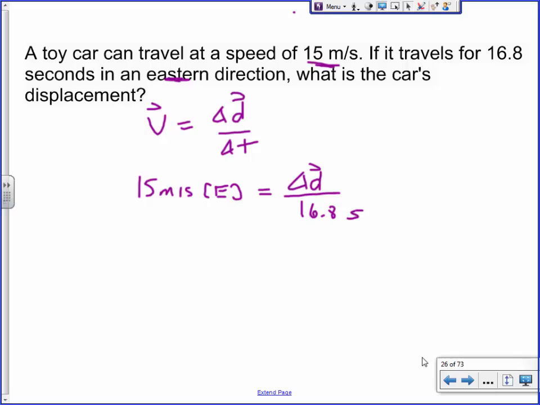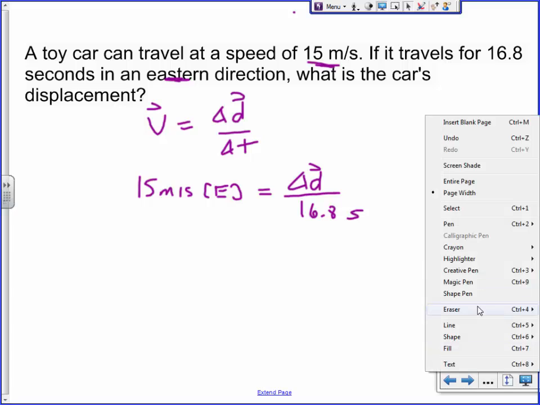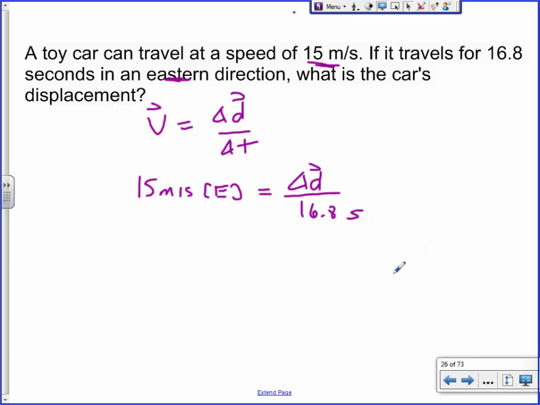Alright. So, math, how do I get displacement by itself? Times up to 16.8, right? One of the things I really want you to focus on, though, is work on your units. If you really develop your unit canceling skills on the easier units, I think it helps when we get to Physics 30. So if you actually take the time to write this out and go 15 meters per second east times the 16.8 seconds is equal to your displacement.